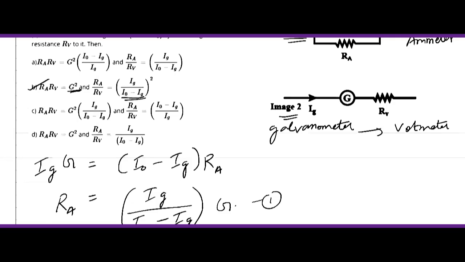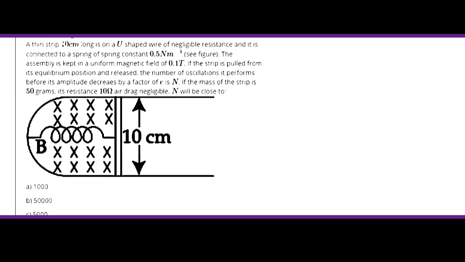Thank you, students. Hi students, the question for today is: a thin strip of 10 centimeter length and a U-shaped wire of negligible resistance is connected to a spring of spring constant 0.5 Newton per meter.